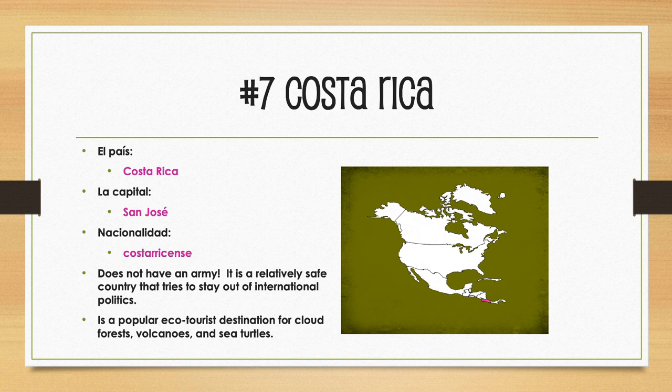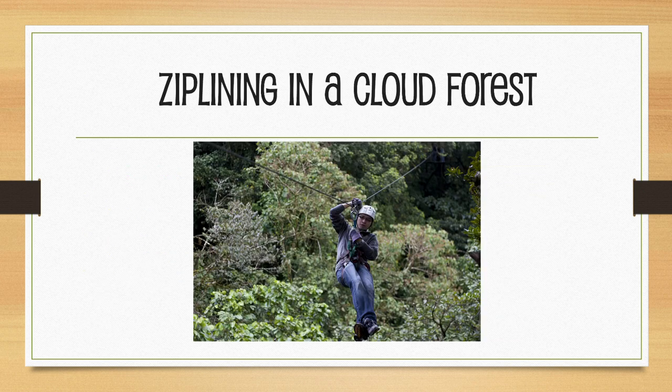Costa Rica is very popular as a travel destination. It does not have an army. It's a relatively safe country. It tries to stay out of international politics. And it's particularly a magnet for ecotourism, meaning people go there to see the cloud forest, the volcanoes, the sea turtles. There's a lot of sustainable agriculture and efforts to protect wildlife there. As such, one of the things you can do as a tourist is go ziplining through a cloud forest where you're actually just breathing in clouds as you're ziplining through the trees.